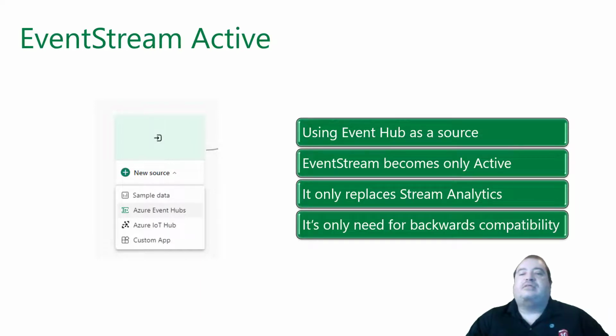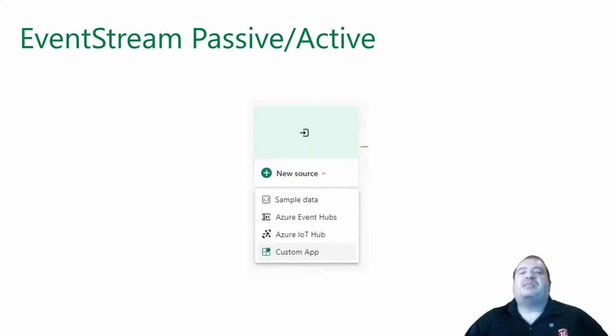This is only needed for backward compatibility. If we have an existing Event Hub and we need to integrate with that existing Event Hub, we need to use this solution. Otherwise, if we are creating the solution from the ground up, we don't need to use this option. EventStream can also be passive. In this case, we replace both: Event Hub and Stream Analytics.